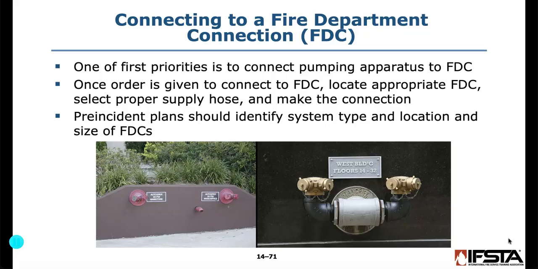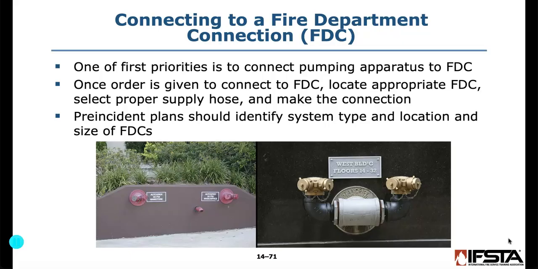All right. You're going to want to know what kind of fitting is on there. Is that fitting a male fitting? Is that fitting a female fitting? Typically, it's going to be a female fitting, which is non-threaded. And your threaded end, which is the male fitting of your hose line, your supply line, is going to go into that fire department connection. So this is one of the first priorities: connecting a pumping apparatus to the FDC.